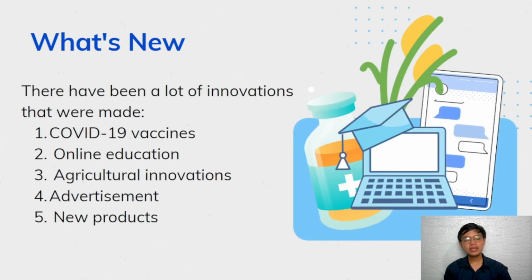So recently, there have been a lot of innovations that were made. From COVID-19 vaccines, to the use of online education, to agricultural innovations, to trending advertisements, and new products that help us in our everyday lives. So these innovations were made possible because of a systematic process called quantitative research. So what is this quantitative research?